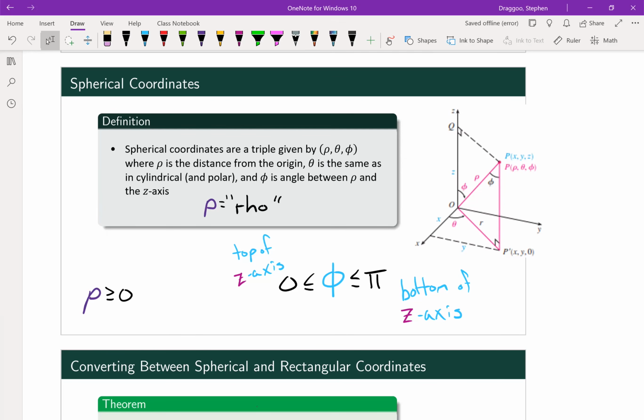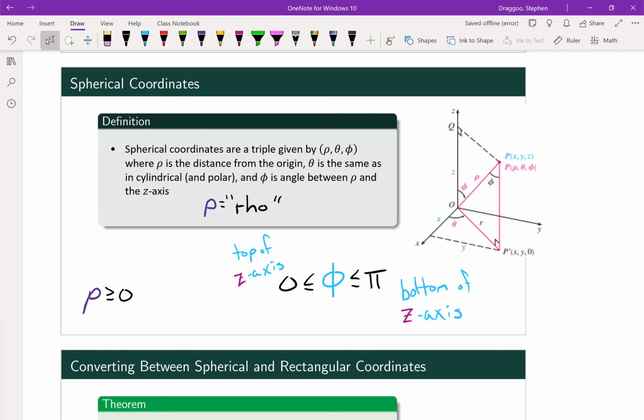And we'll look at a couple of restrictions on our 2 new variables just to make the system work a little bit easier. So this isn't always true, just working with these restrictions makes it a bit simplified. So we'll look at rho always being a positive number. We can have a negative rho value. It just means we would go backwards through the origin instead of forwards. But for simplicity's sake, we'll just look at positive rho values or 0.